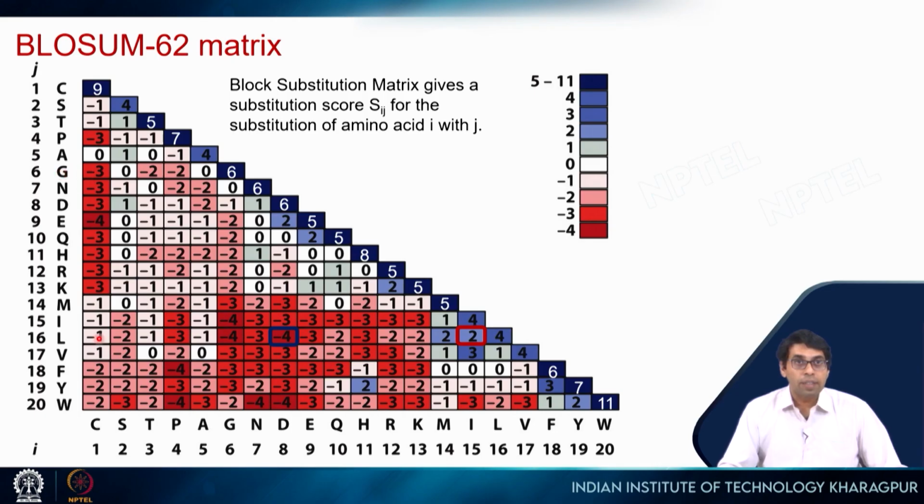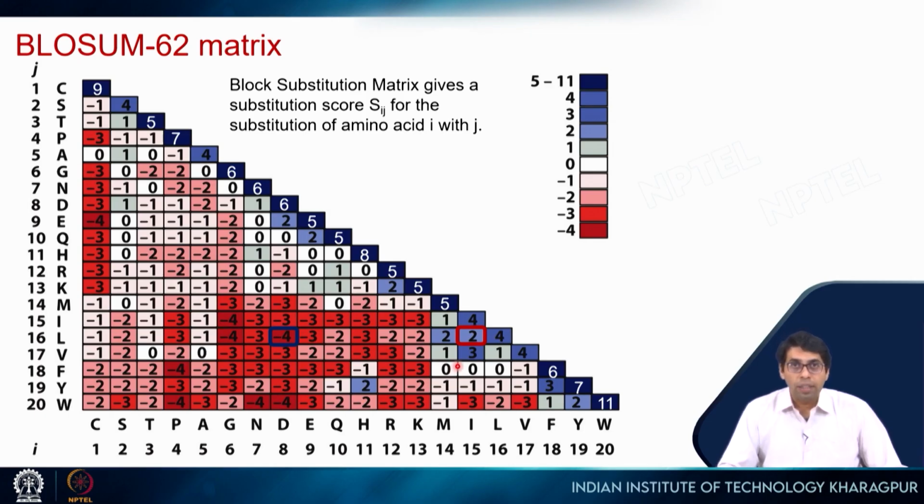Glycine versus cysteine. You see, glycine versus cysteine is -3. Cysteine has this side chain SH, and glycine is the smallest amino acid. So, glycine will not be changed by a cysteine, or a cysteine will not get changed by a glycine. That will be detrimental to the protein. So, glycine to cysteine or cysteine to glycine mutation is seen less often than you would expect by random chance.